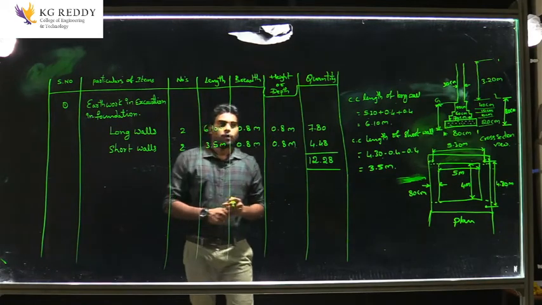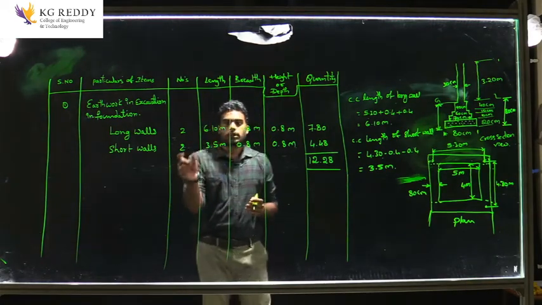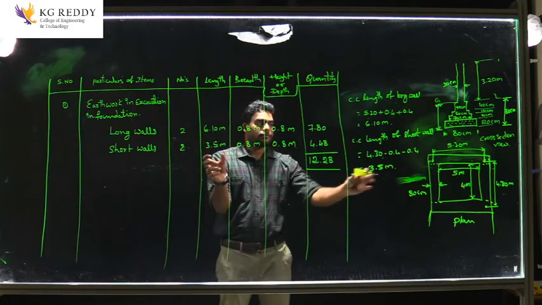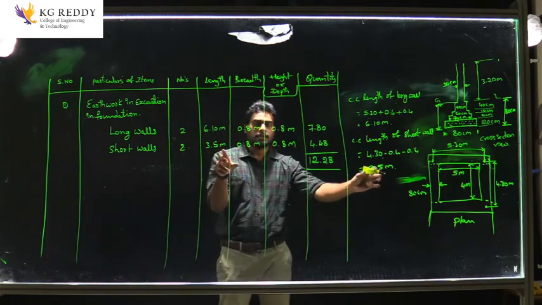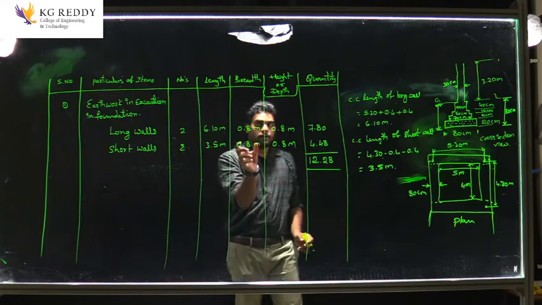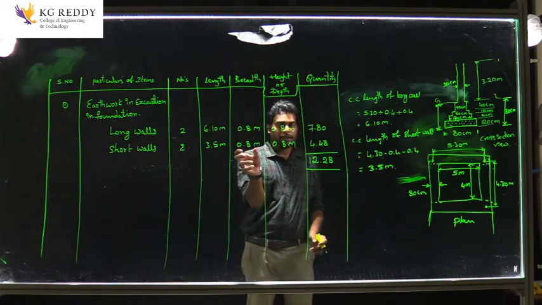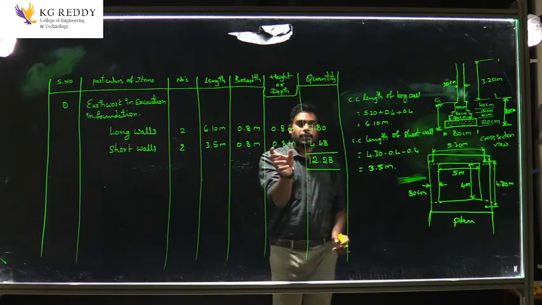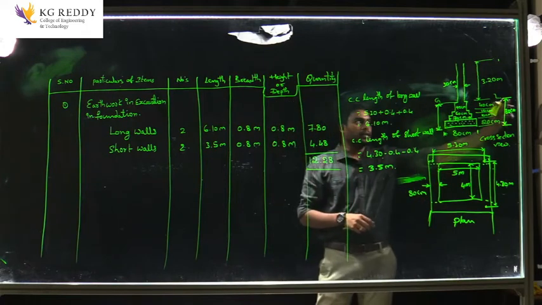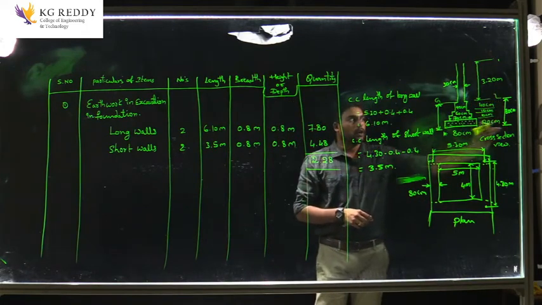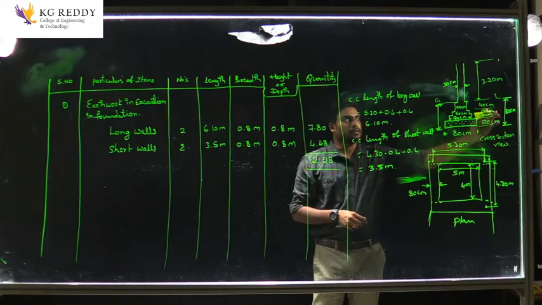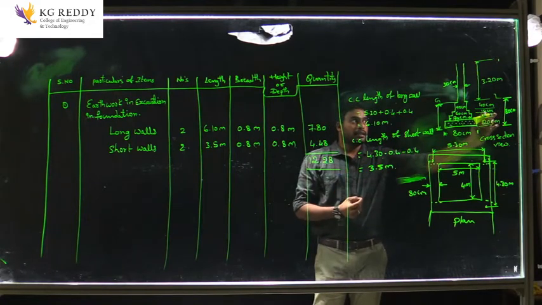Right. So the short walls are 2, and the length we already found is 3.5 meters, and the width, or breadth, of the excavation is 0.8, and the depth of the excavation is 0.8. We found that by seeing from ground level to the bottom of the excavation, that is 40 centimeters plus 10 centimeters plus 10 centimeters plus 20.